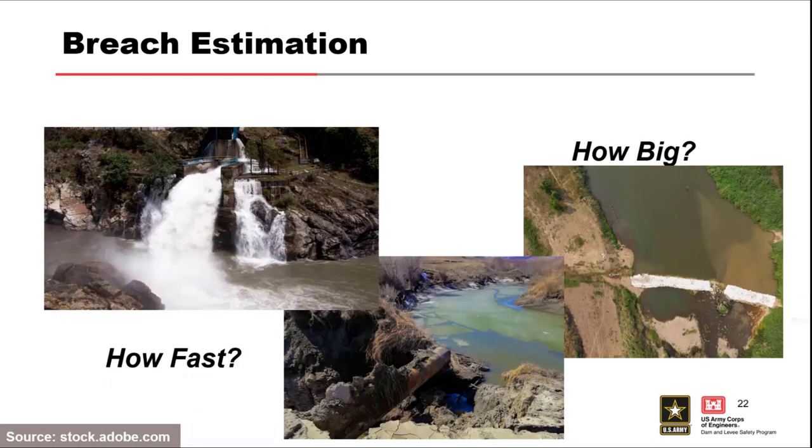So, breach estimates. There's a lot of parameters that go into any hydraulic model. I think one that's really unique and can be pretty critical to consequence estimates is the breach. How big is it going to get? How fast is it going to develop? When is it going to develop? I'll keep these terms simple and understandable and stay away from the scientific words. How big and how fast. How big of a breach? How fast will it develop?